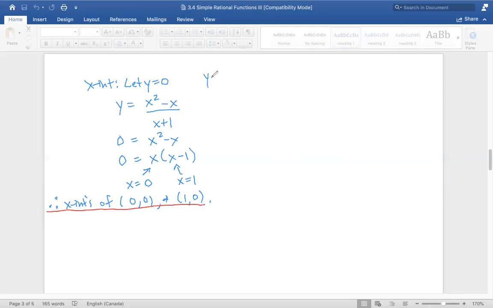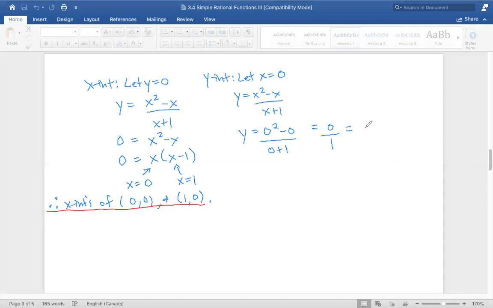So let's find my y-intercept, which means I'm going to let x equal 0. I have my equation here, x squared minus x over x plus 1. I'm going to leave y, but whenever I see x, I plug in 0: 0 squared minus 0 over 0 plus 1 is 0 over 1. 0 divided by 1, do that on your calculator.